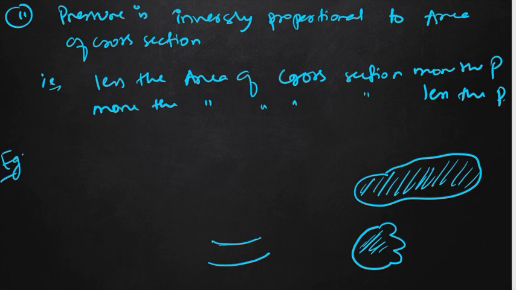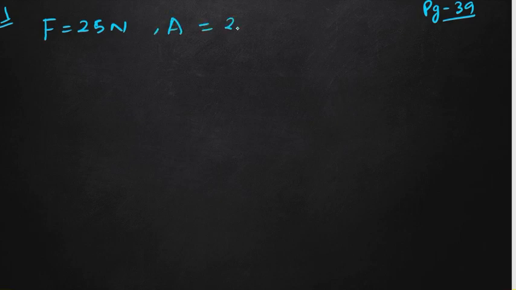So let us see some numerical problems on how to solve for pressure. On page number 39, you can see the first example. What is written? The question is: a force of 25 Newton, question number 1, acts on a body of cross section area, which is also given, 20 centimeter square. Calculate the pressure exerted by the body in Pascals. That means we need to calculate the pressure, and this will be in terms of Pascal.